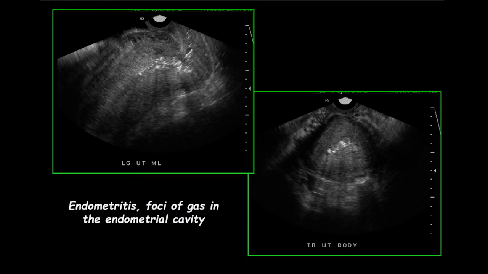These are two transvaginal images from a patient who is 7 days postpartum with an elevated white count and fever. Multiple echogenic foci producing dirty shadowing are seen within the endometrial cavity, consistent with gas, representing endometritis.